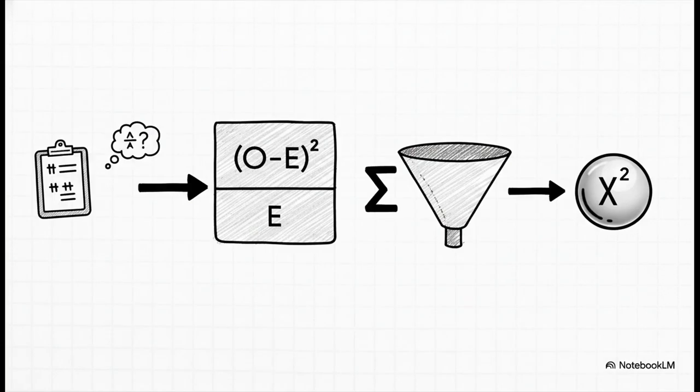Now, let's peek under the hood at the formula that makes it all work. At its heart, the idea is actually pretty simple. For whatever we're studying, we're just comparing O, which is our observed data, what we actually counted, to E, our expected data, what our theory said we should have gotten. This formula just gives us a way to bundle up all those little differences into one single number.